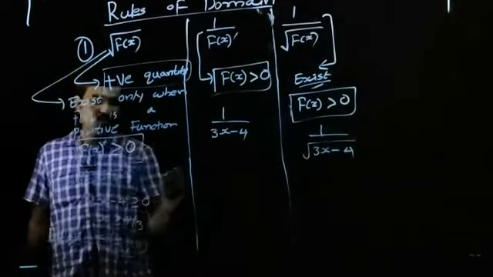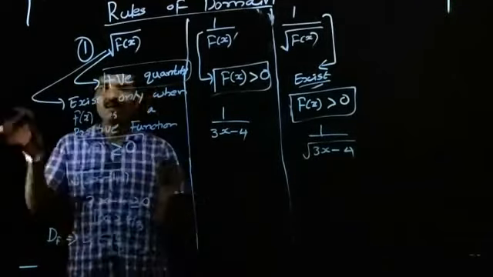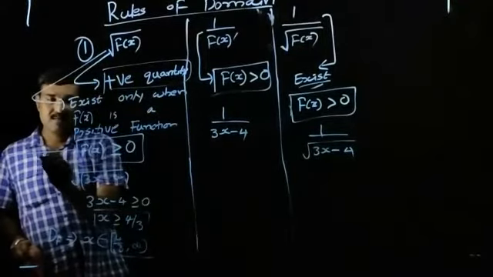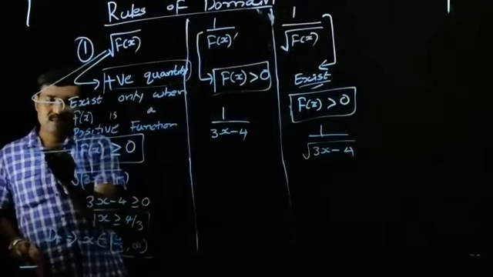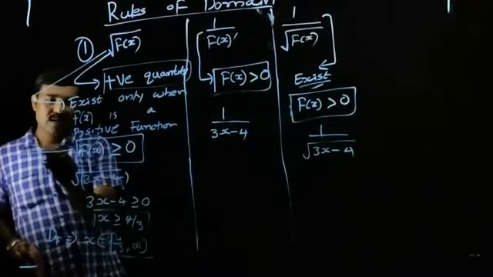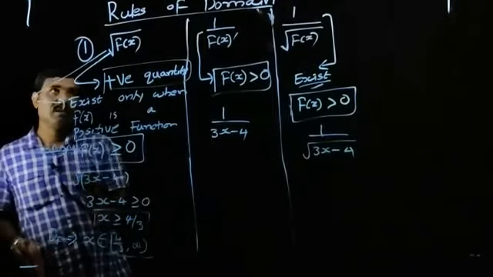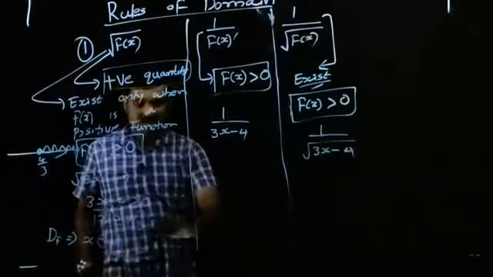So we can draw this domain on a number line. I am drawing the number line here, marking 4 by 3. This 4 by 3 is included, and this is greater than 4 by 3. So this region of the number line will represent the domain.